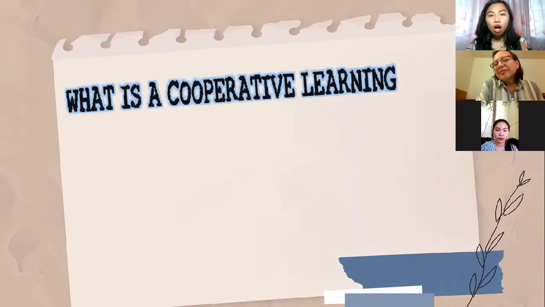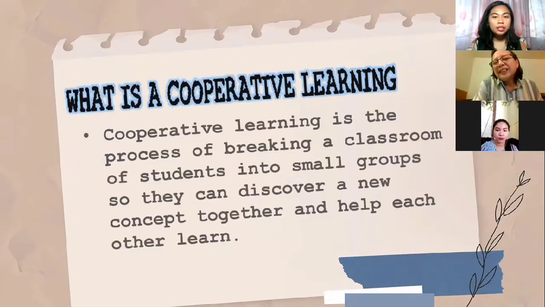So next we are going to discuss cooperative learning. So what is cooperative learning? Cooperative learning is the process of breaking a classroom of students into small groups so they can discover a new concept together and help each other learn. So basically, this means that the whole class is divided into small groups to help themselves and their teammates to learn together.